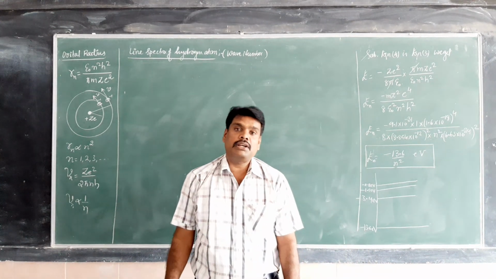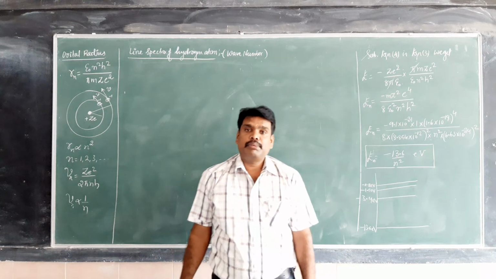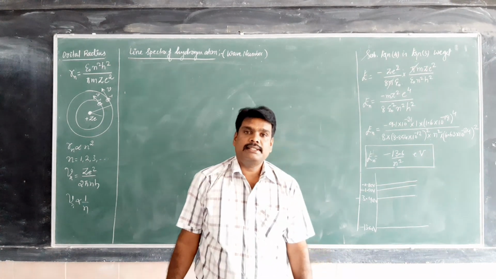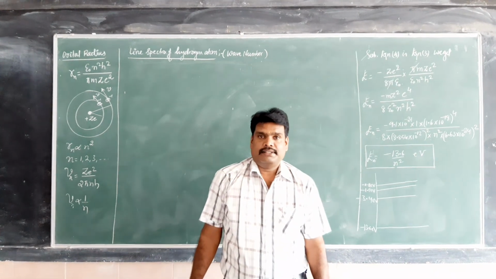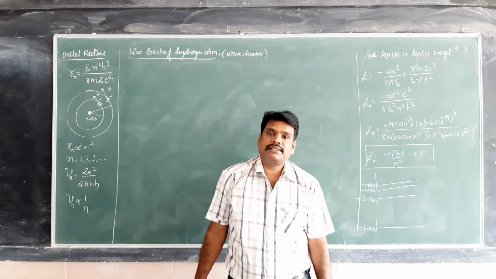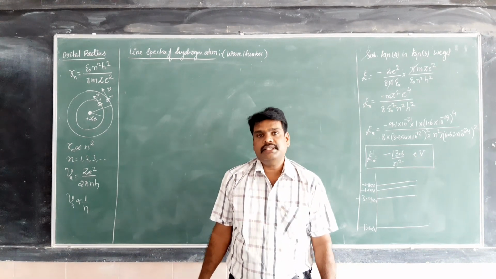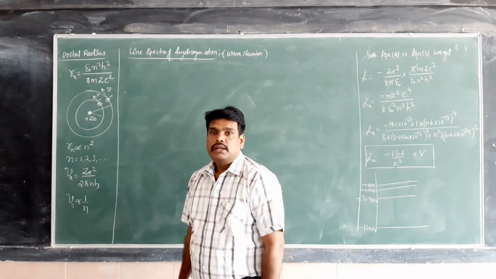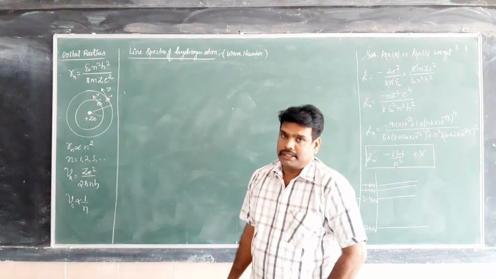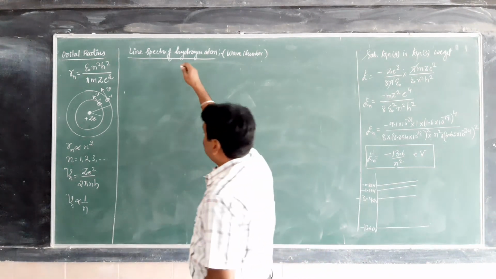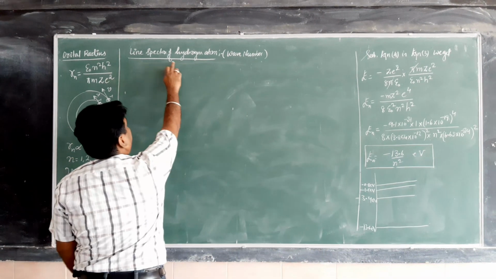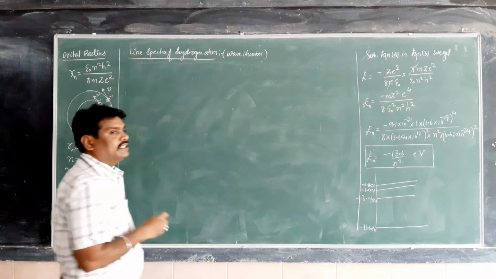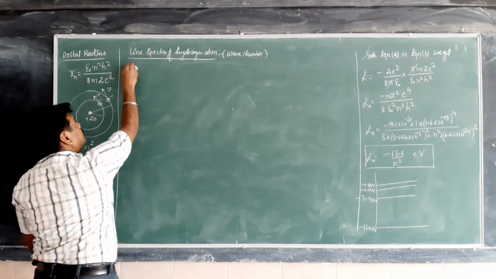Spectral series you have discussed: Lyman series, Balmer series, Brackett series, Pfund series. So these are all the different spectral series. To get those spectral series, we want a wave number formula. That was derived by Balmer, isn't it? So to derive that formula, line spectra of hydrogen atom, let us use Bohr's third postulate.